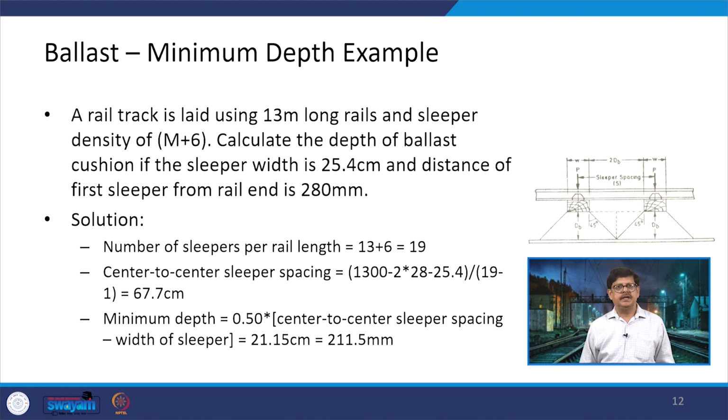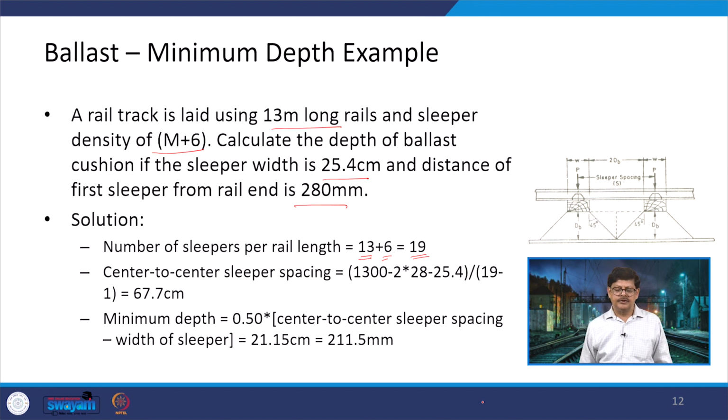Then another example: a rail track is laid using 13-meter long rail and a sleeper density of M plus 6. Calculate the depth of the ballast cushion if the sleeper width is 25.4 centimeters and the distance of the first sleeper from the rail end is 280 mm. So, first of all we have to look at the sleeper conditions. The number of sleepers given per rail length is M plus 6 and the length of the rail is 13 meters. So, M is 13 and 6 is a factor which is already given, so what we get is 19. So, there are 19 sleepers which have been provided.